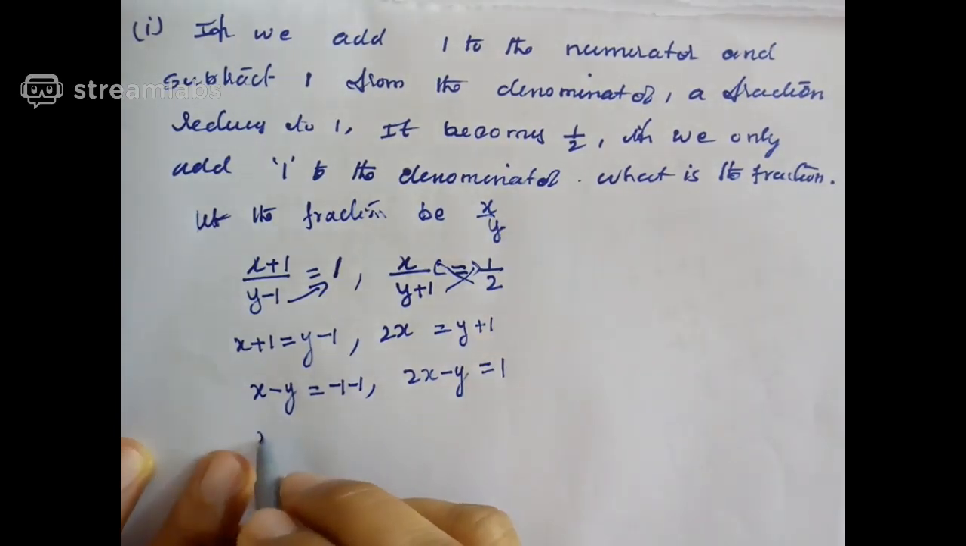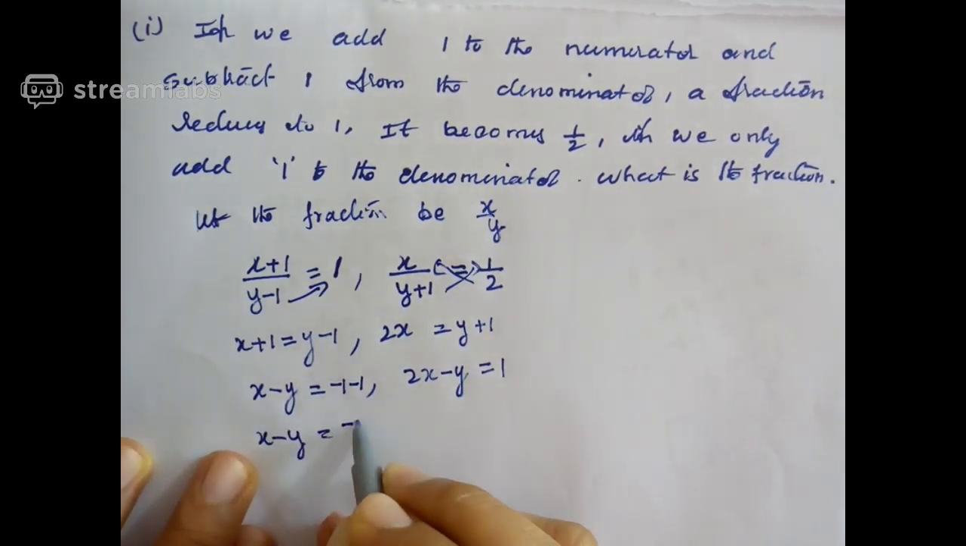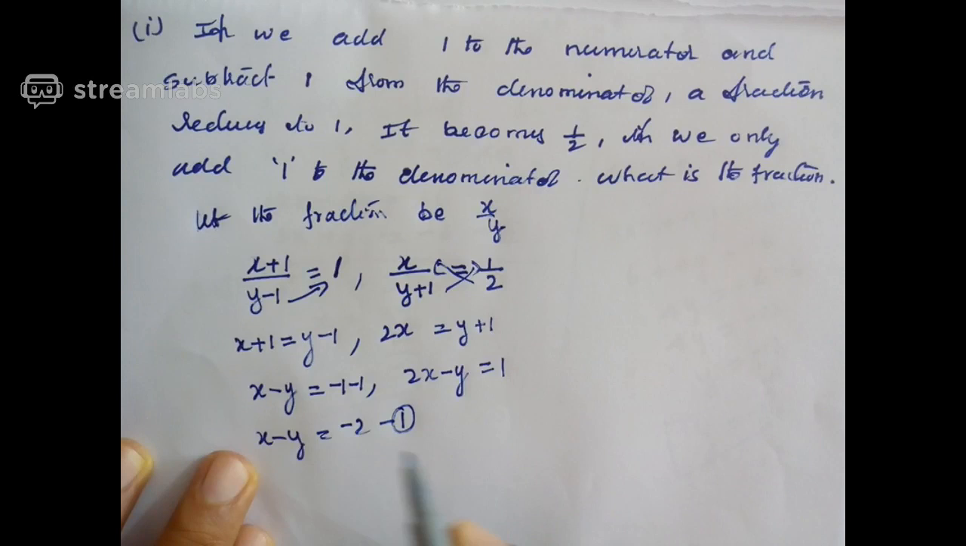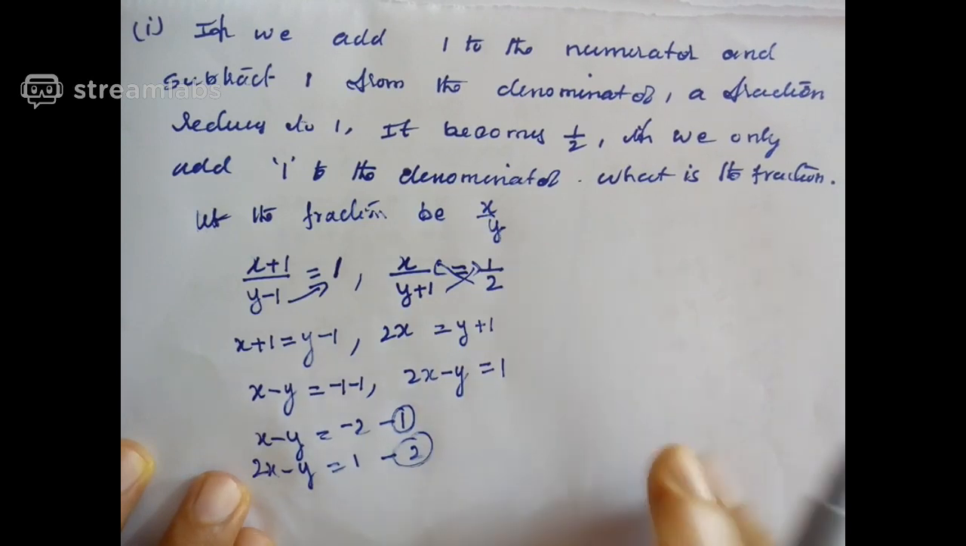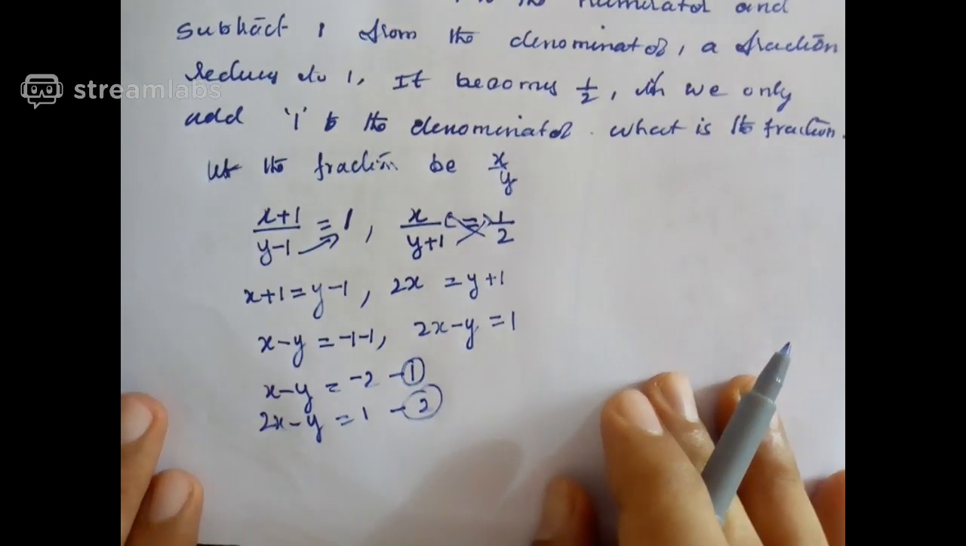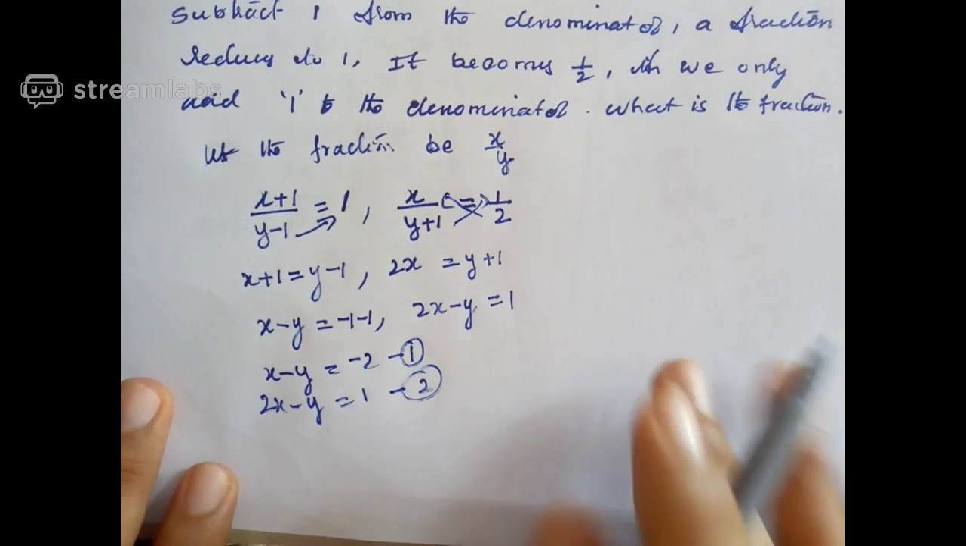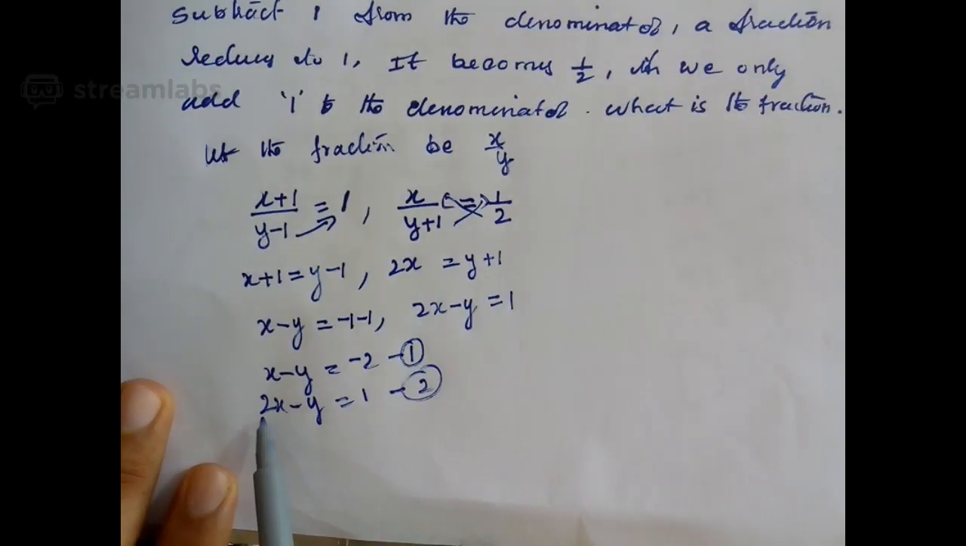So what is the equation? x minus y is minus 2. This is equation number 1. And 2x minus y is 1. This is equation number 2. Now you have to solve equation number 1 and 2. x minus y is minus 2, 2x minus y is 1.